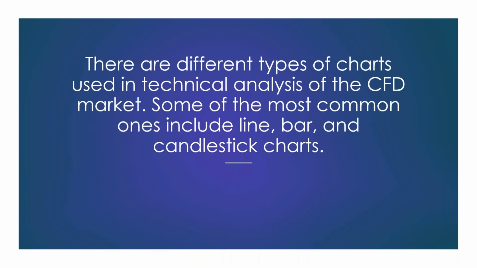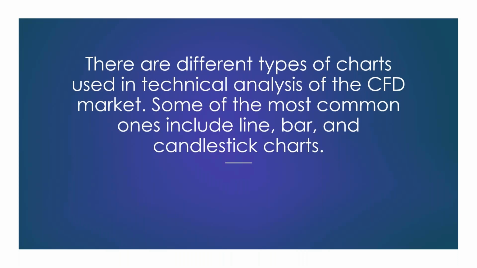Now, there are different types of charts used in technical analysis of the CFD market. Some of the most common ones include line charts, bar charts, and candlestick charts. These are the three main categories of charts. Line charts we're going to briefly go over because line charts are unimportant. They can't help us. They show us a general movement of price, but they have no important information on them that we can use, because you only take a dot at the closing of each period and connect those dots with a line, and it doesn't tell you anything really about what's happening.